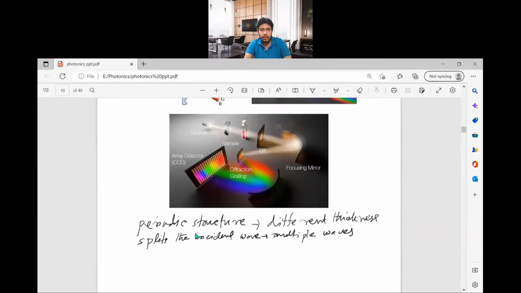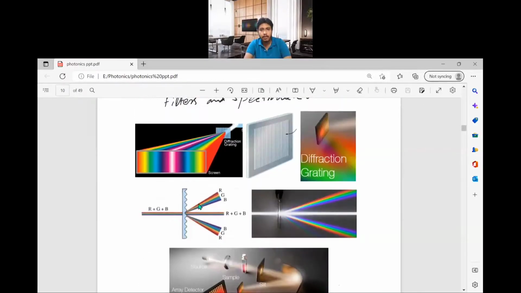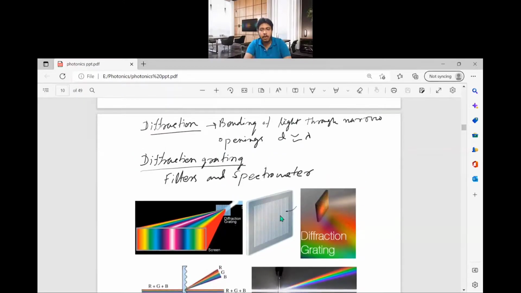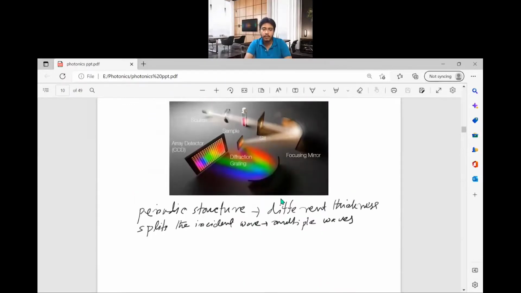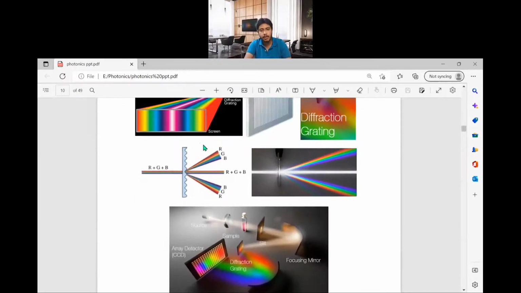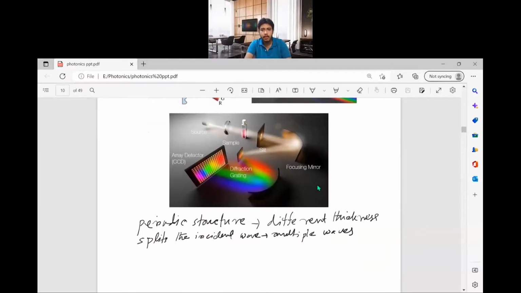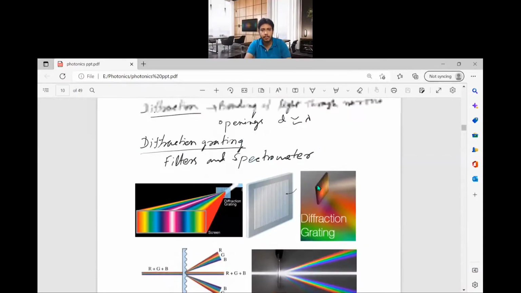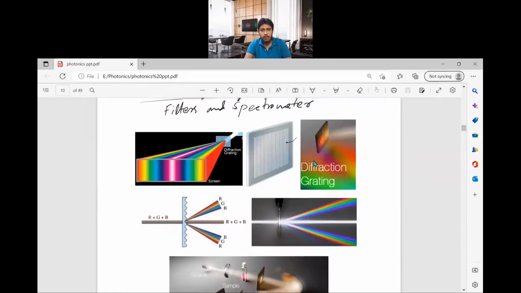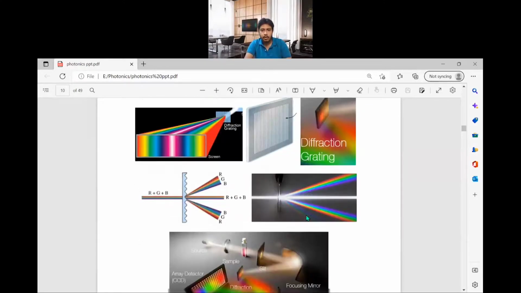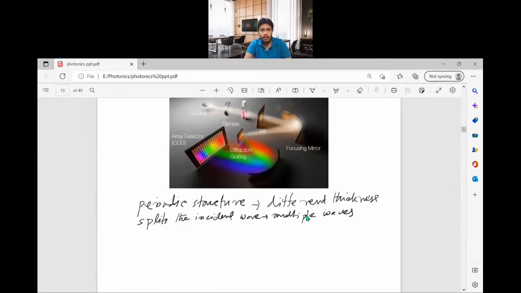As I told, it's a periodic structure of different thicknesses that splits the incident wave into multiple waves. Different incident wavelengths will be reflected at different angles by these slits, so different wavelengths make different angles. That's why they are split. You can see the RGB is split here, and this is white light. If white light is incident, it will be split into different colors. So it can be used with an optical spectrometer to get the spectrum, and also with filters. If you place the detector depending upon the angle, you can filter different wavelengths of light.